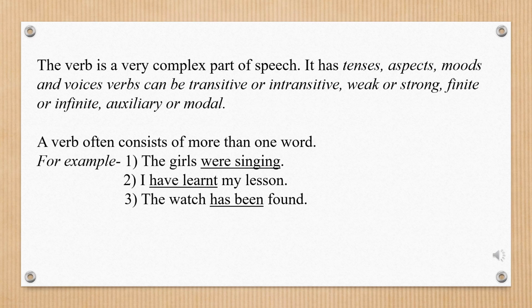In sentences, we often find that a verb consists of more than one word. For example, the girls were singing. I have learned my lesson. The watch has been found. In all the above sentences, the verb consists of more than one word. In sentence 1, were singing. Sentence 2, have learned. Sentence 3, has been are verbs.